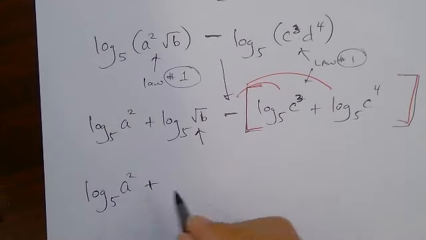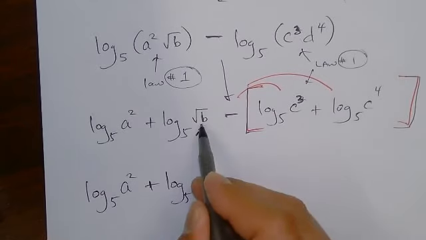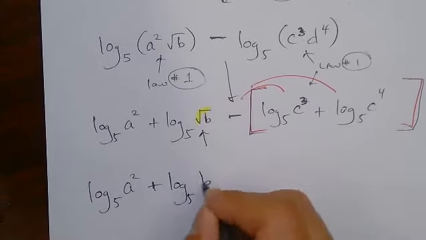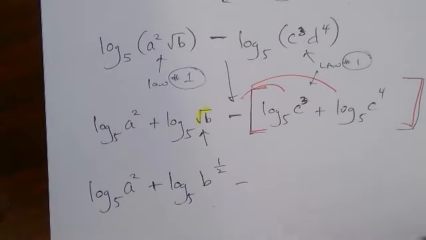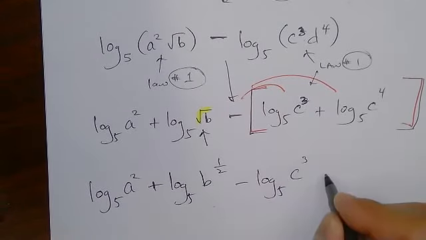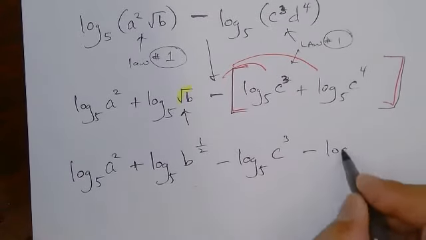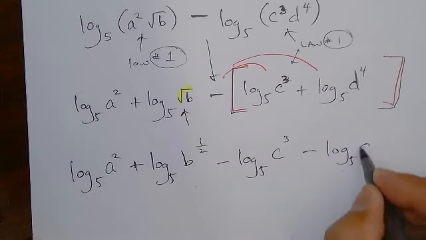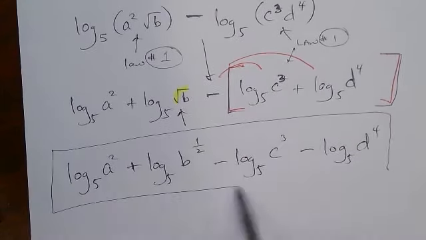Log 5 a squared plus what? Log 5, instead of that square root, what is that square root going to change to? To an exponent. b to the power of 1/2, minus log 5 c cubed minus log, right? Because this negative gets distributed. Log 5 d to the 4. Okay, we're going to leave it like this.